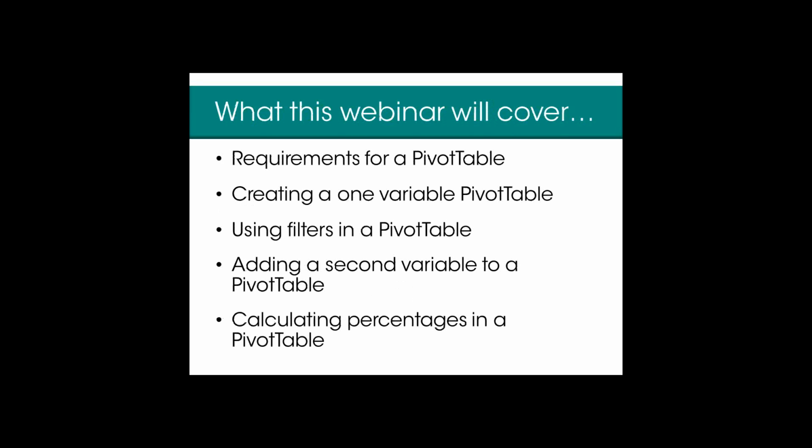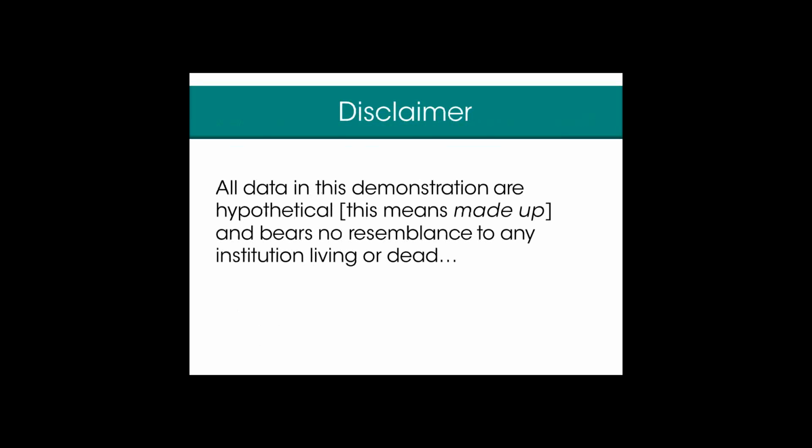We're going to cover the requirements for a pivot table, creating a pivot table with one variable, using filters, adding a second variable to a pivot table, and also how to calculate percentages. All the data in this demonstration are hypothetical. This means that they're made up and bear no resemblance to any institution, living or dead.